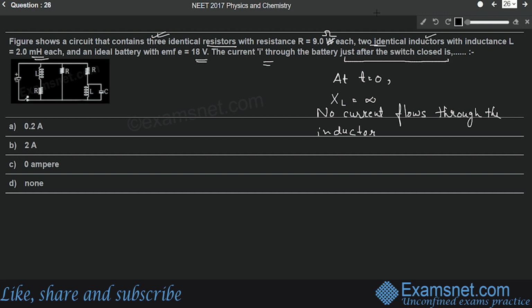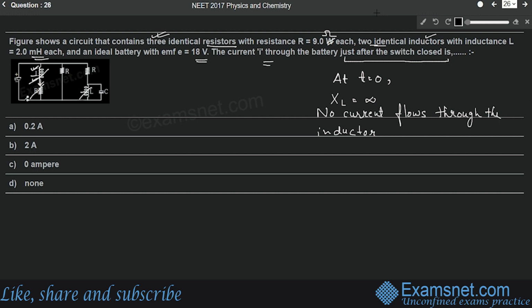Okay, so we have two inductors here, one here and one here. So both will be acting as open circuit. Okay, so these two inductors are of no use because no current is flowing through them. So since the current is not flowing through this inductor, the first one, so this resistance is also of no use because current is not going into this arm, right?